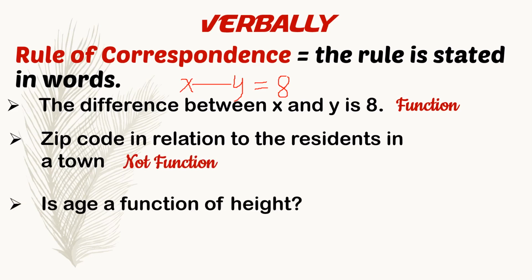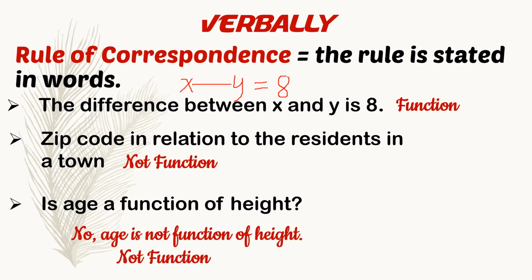Next we have, is age a function of height? So again, let's analyze this. If we have an input age of 20 years old, it could produce different outputs of height. Some could be taller than the other, and some could be of the same height. But then, this one is not a function. So age is not a function of height because you could produce different heights with one age, or one height could also produce different ages. I hope that is clear. For this type of given, you have to analyze the statement or rule to determine whether it is a function or not.